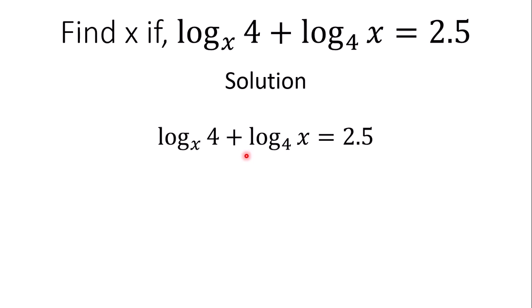Log of change of base. Why? Because when you look at this one, the base is what? x, and when you look at this one, the base is what? 4. The bases are not the same. And even when you look at this one, the base is a variable, and this one, the base is a figure. So there is no way we can manipulate this to get what? Or manipulate this to get anything. So the best way to help find the value of x from this equation is to apply the idea of log of change of base.